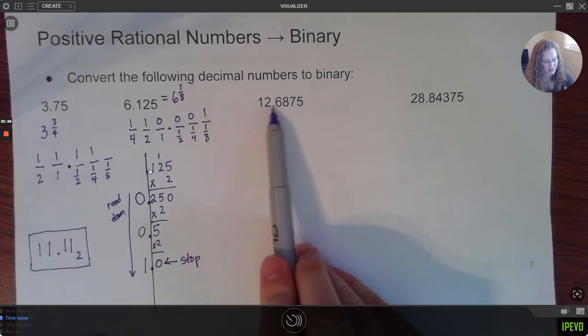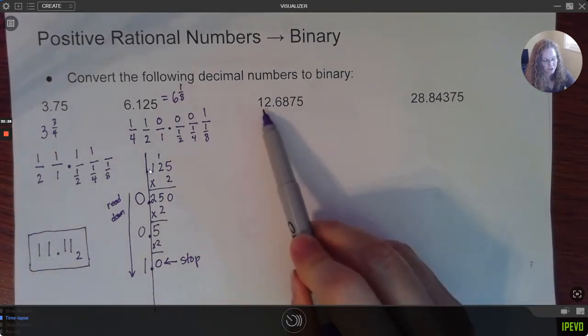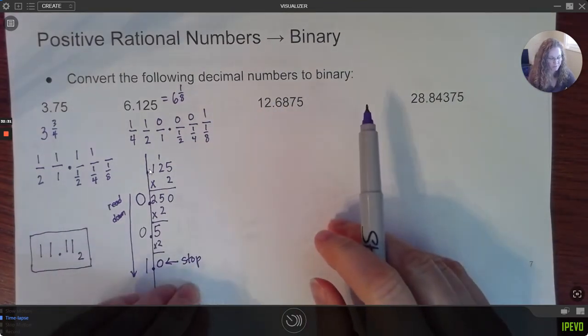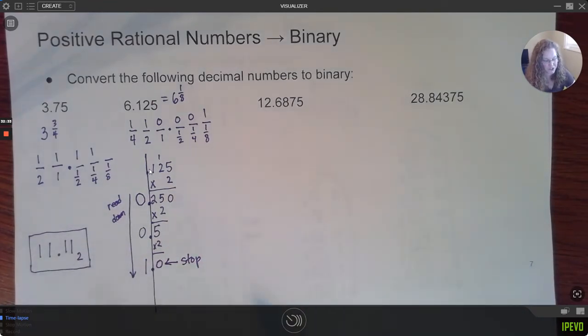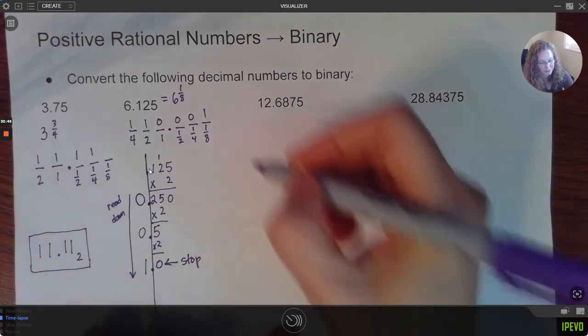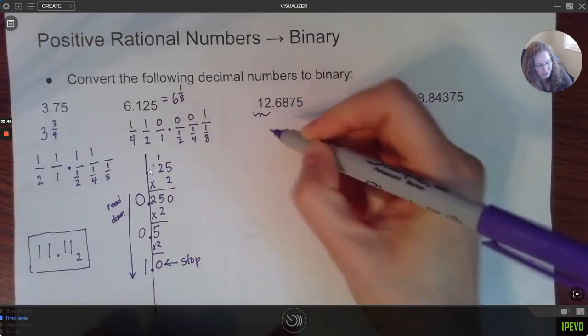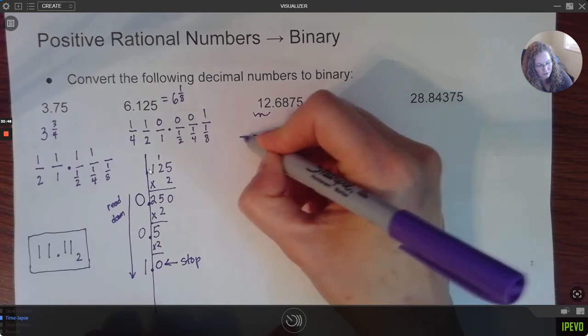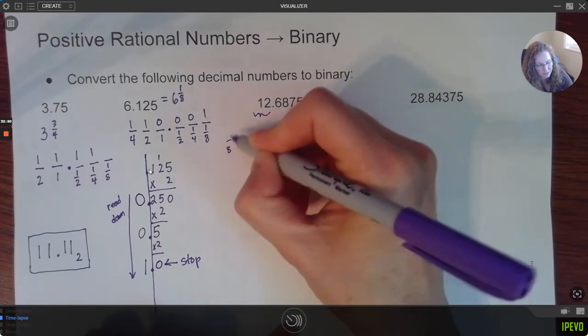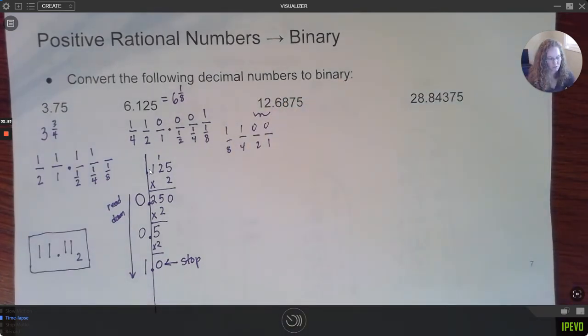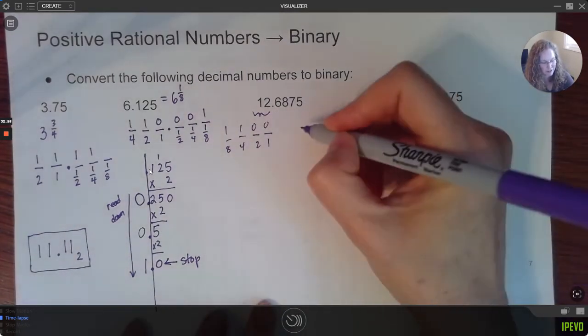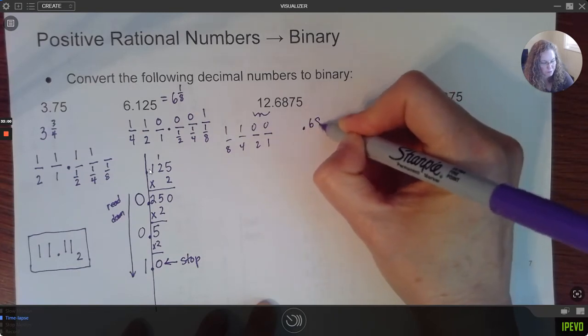All right, so to figure out this one, we need to do the 12. You can either do the repeated division, or 12 is probably small enough that you can say, okay, that's 8 plus 4. So I need an 8's place and a 4's place. So for the 12 part, you're going to have a 1, 2, 4, 8. You're going to have 8 plus 4. So 1, 1, 0, 0 is going to be our 12. And then the 0.6875, this one we're going to have to do our repeated multiplication.